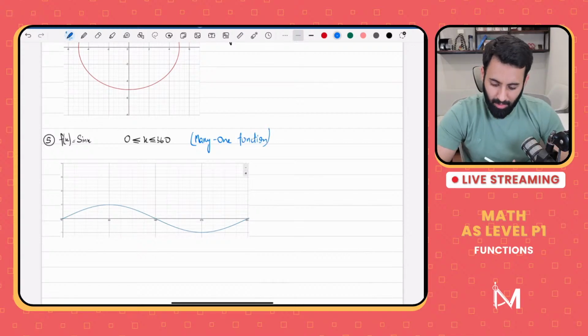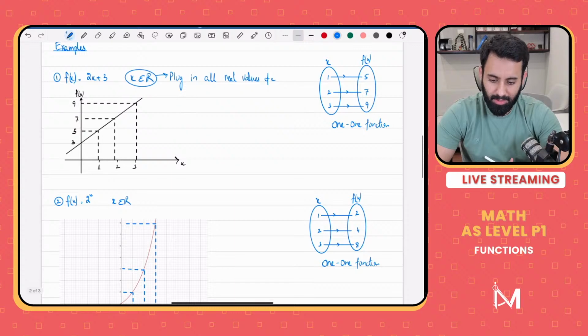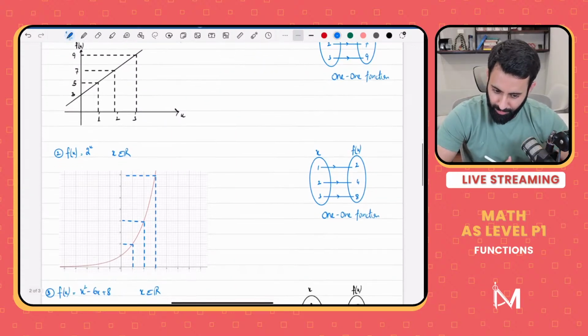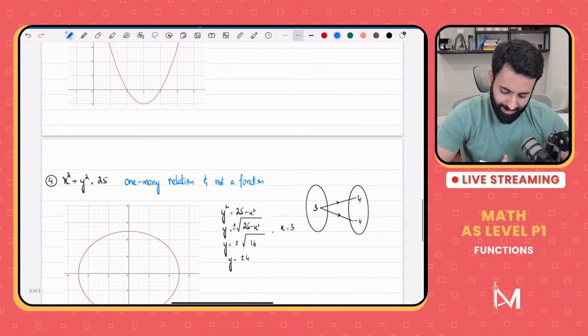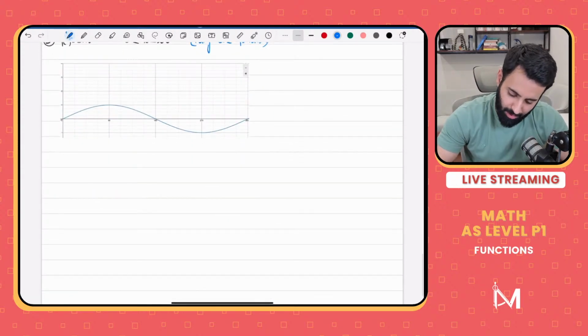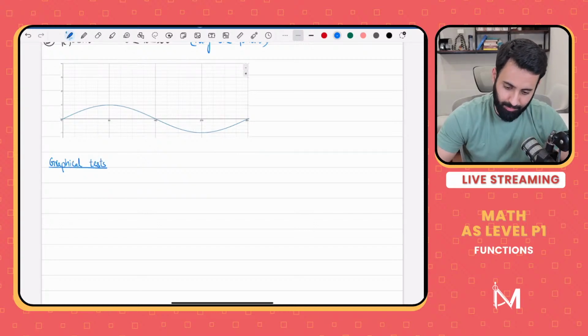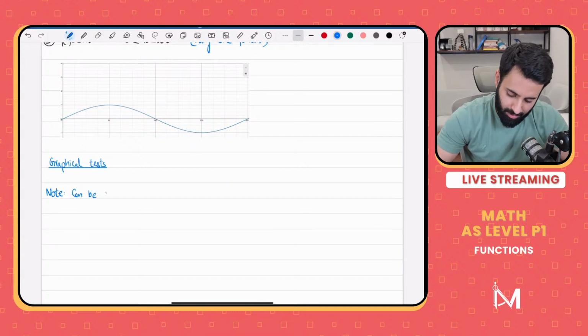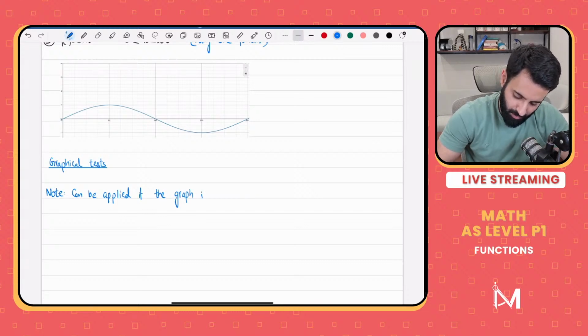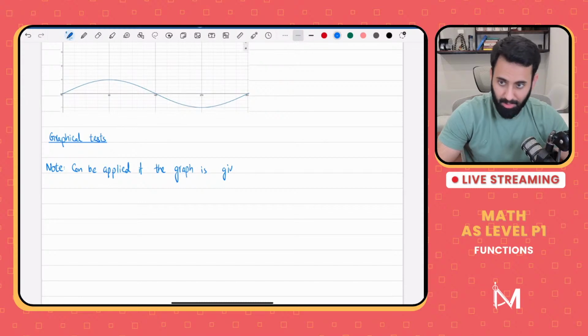Now, let's understand some tests. We have something called graphical tests. Remember, note this can only be applied if the graph is given. If the graph is not given, that means we cannot use this test. Now, what are these tests?